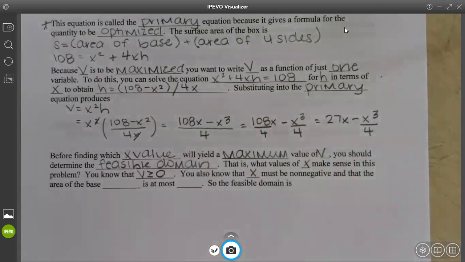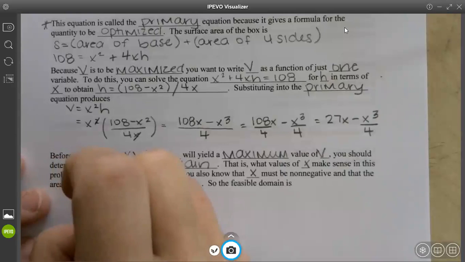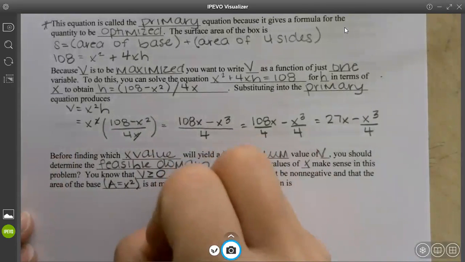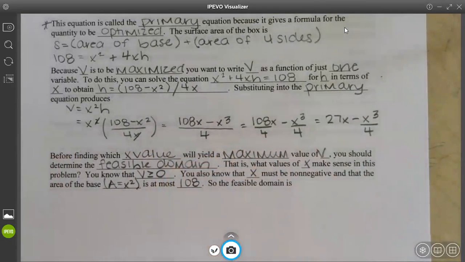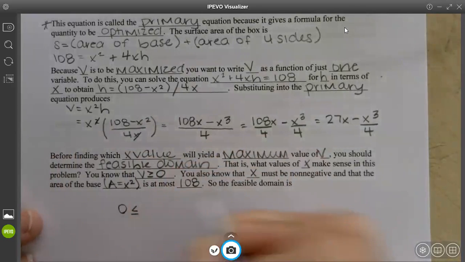And that the area of the base, that formula is area equals x squared, is at most 108. Where'd that 108 come from? Okay. Everybody good? So here's your feasible domain.